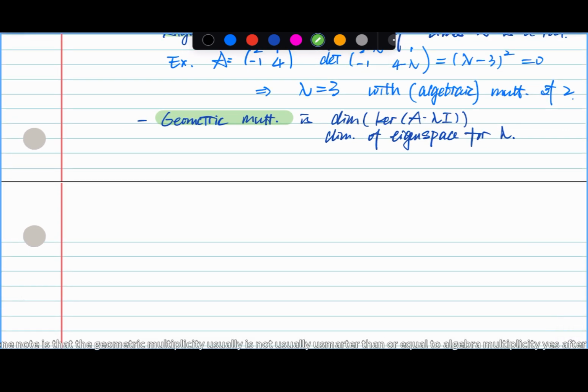And one note is that the geometric multiplicity is always smaller than or equal to the algebraic multiplicity.